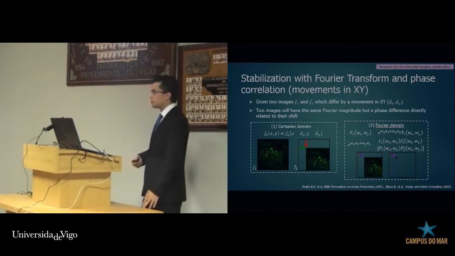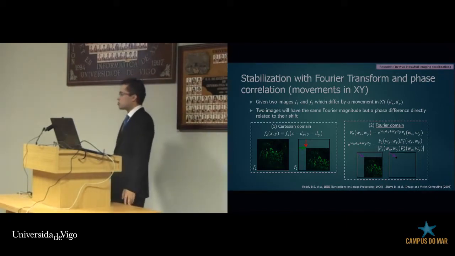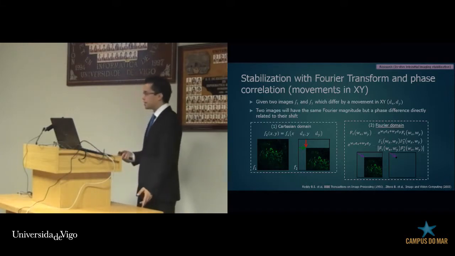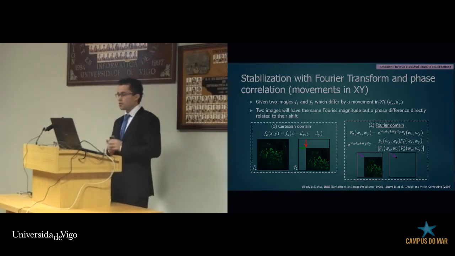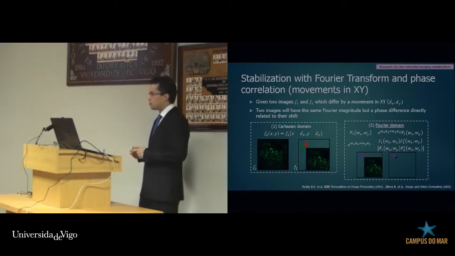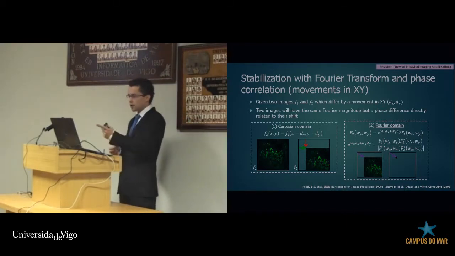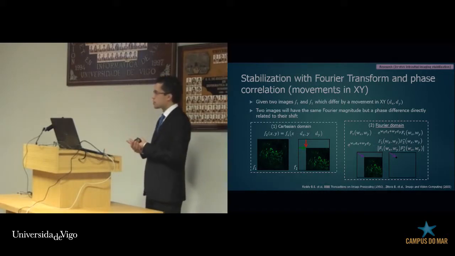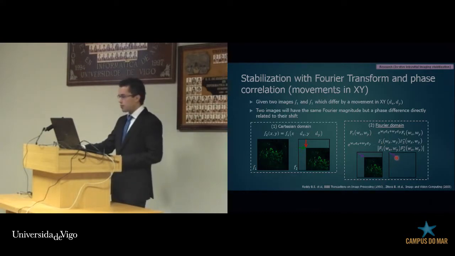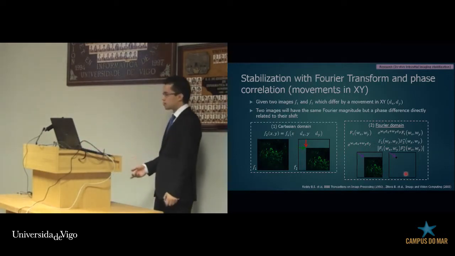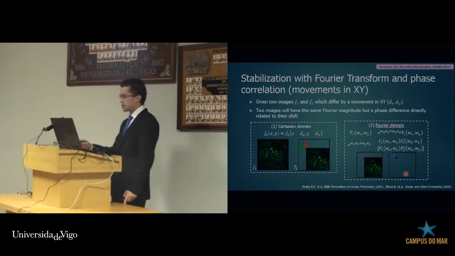But of course, it's not the best way to do stabilization because you have a high computational cost. The more elegant and more efficient solution is using the Fourier transform. If you use the Fourier transform and phase correlation, you can correct movements in XY. Given two images, F1 and F2, which differ by a movement dx, dy, the main property of the Fourier transform is that you have the same Fourier magnitude, but a phase difference. If you calculate this phase difference, you obtain a point that represents the displacement of your images. So it's perfect to get the movements in XY.